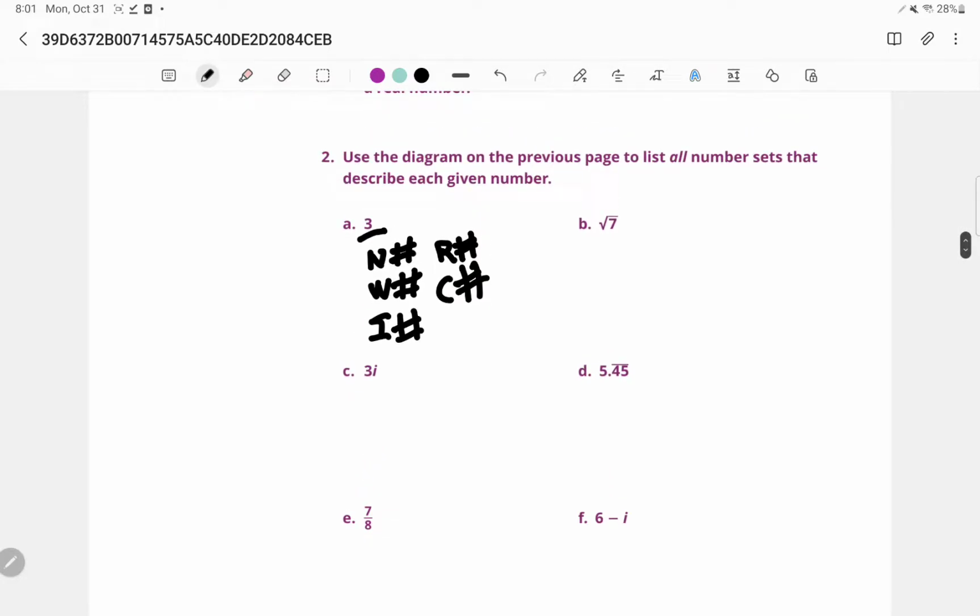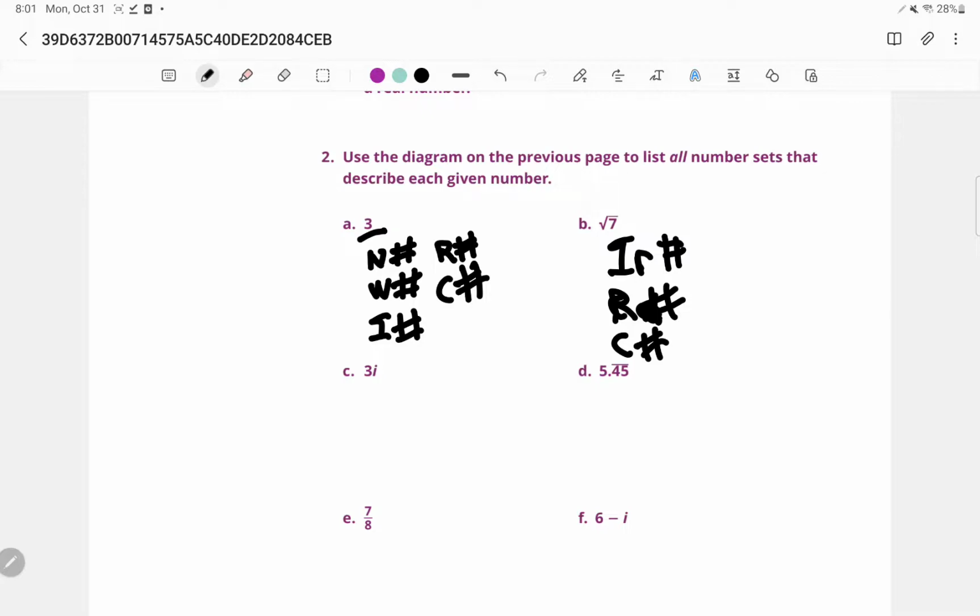Now the square root of 7 is just going to be irrational. Irrational number, and it's also going to be a real number. I don't know why you wrote the whole thing. And finally, it's going to be a complex number. Alright, that's basically categorizing everything.